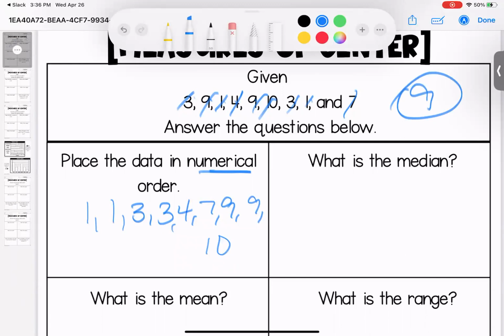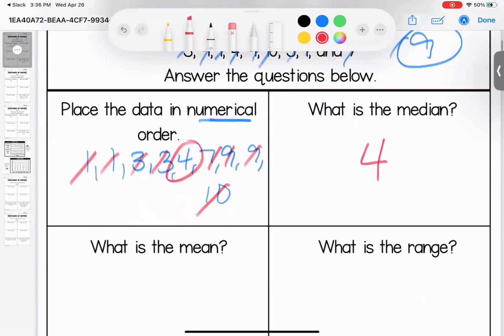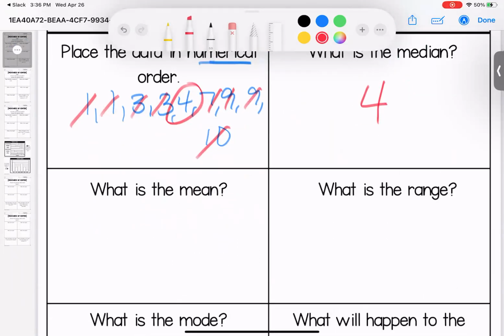So starting with the median or the middle, I can take these numbers and I can go 1 on each side until I get my middle number, which is 4. What is the mean? To find the mean, I have to add up all of these numbers and I'm going to divide them by the amount of numbers that I have. So when I add these all up, I get 47, which then needs to be divided by 9 because I have 9 numbers, which gives me 5.2 repeating.